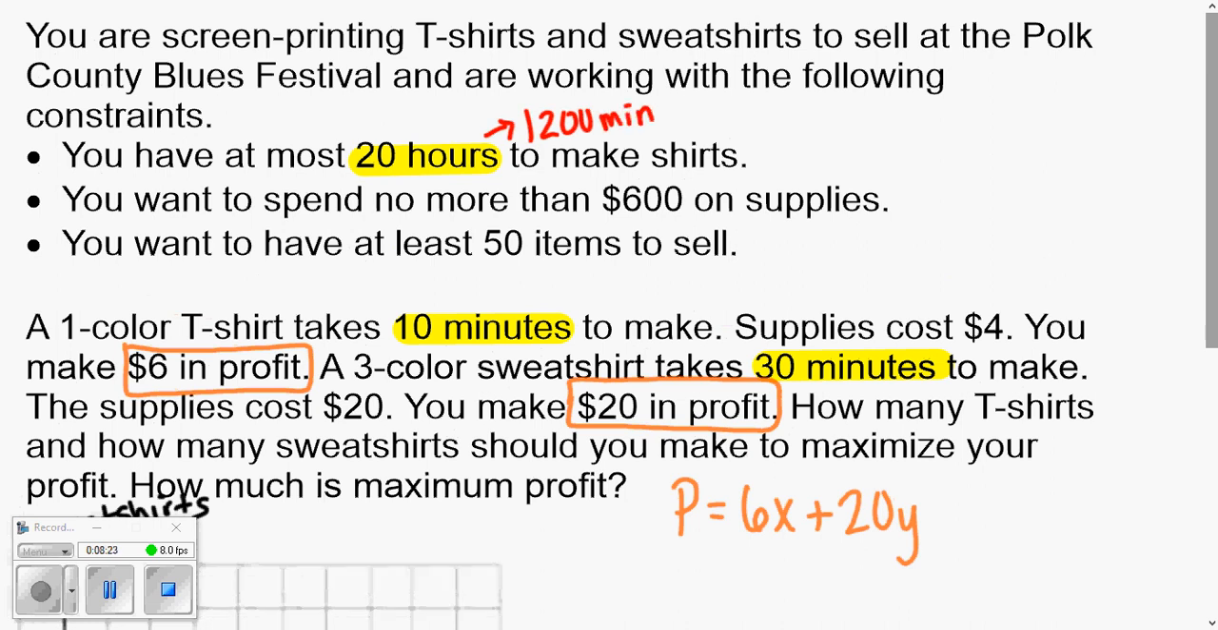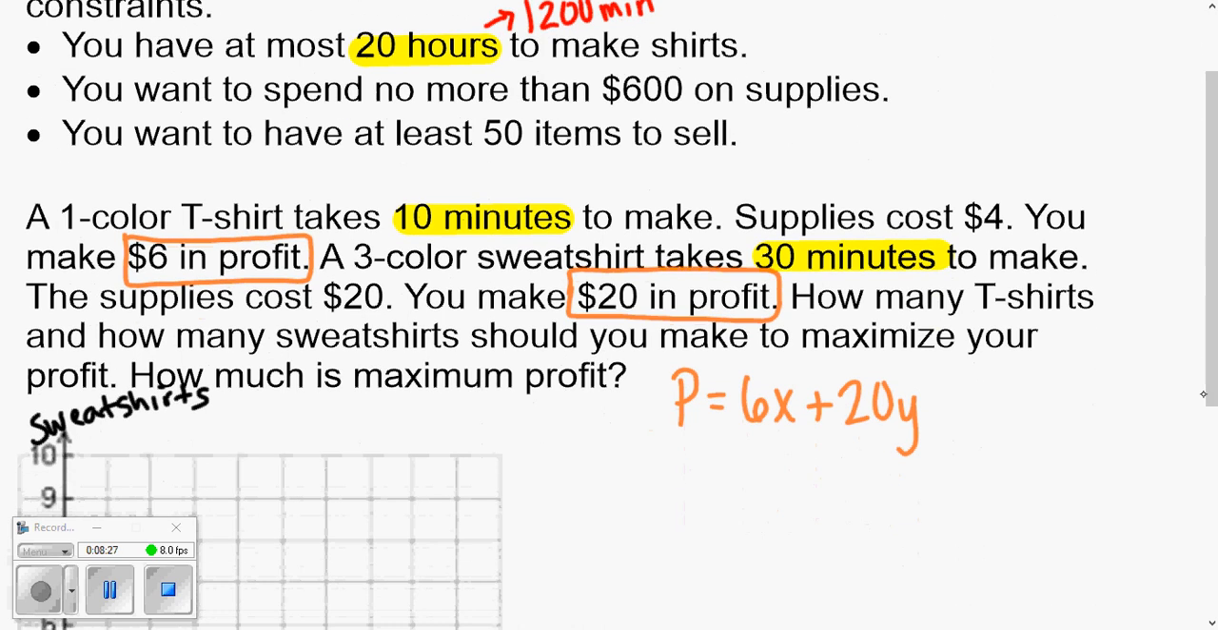Now, that's how much time I have. It says I have at most 1,200 minutes. Each of the t-shirts takes 10 minutes, so 10x. And each of the sweatshirts takes 30 minutes, 30y. And I need that to be less than or equal to 1,200 because I have at most 1,200 minutes.